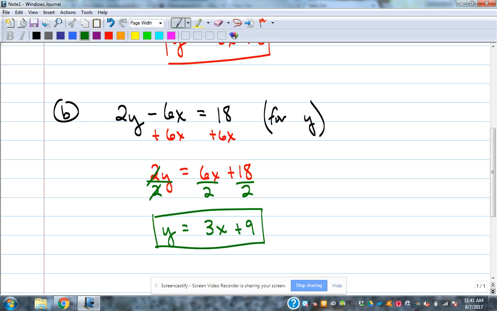Literal equations mean you're going to get an answer that's not just a number. It's going to have some other stuff in there with it. Okay. All right. Let's go to another one.